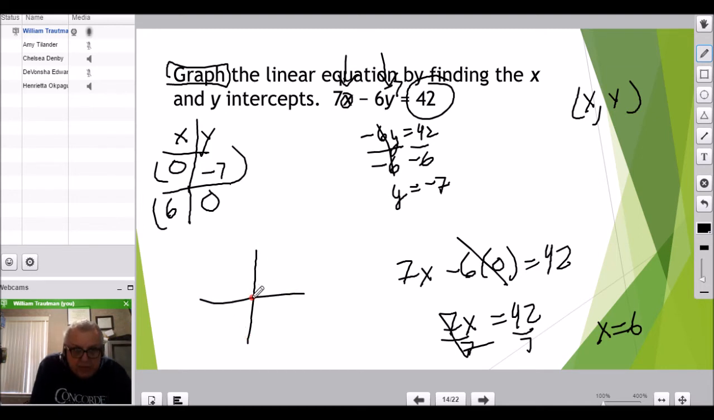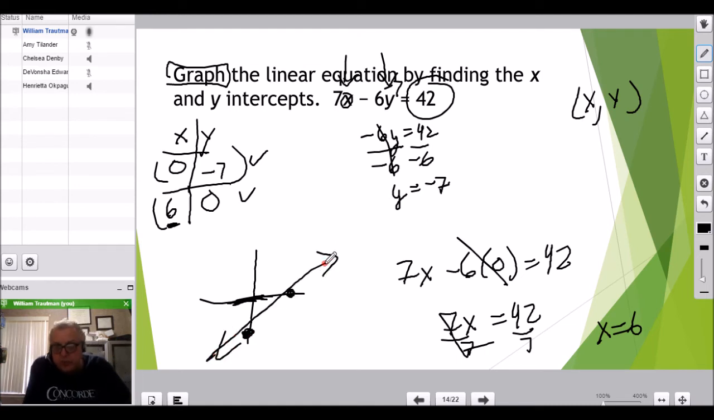0, negative 7 is down here. That is 0, negative 7. And then 6, 0 is over here. Make sure you know how to find those points. Right? First you go on the x-axis, and then you go down negative 7. X-axis 0, then down negative 7. So here on this one, you go x-axis 6, and then here the 0 means up or down 0. Then connect the dots, and we're good to go.